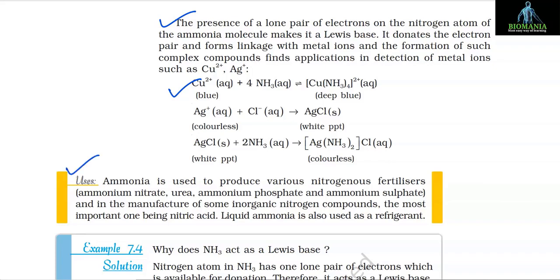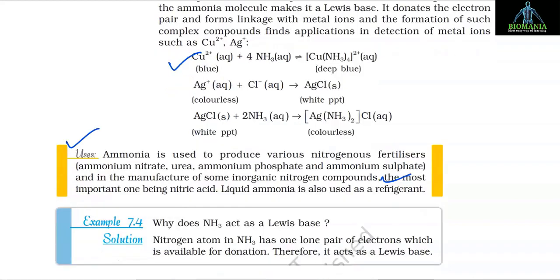Uses. Ammonia is used to produce various nitrogenous fertilizers, that is ammonium nitrate, urea, ammonium phosphate and ammonium sulfate, and in the manufacture of some inorganic nitrogen compounds, the most important one being nitric acid. Liquid ammonia is also used as a refrigerant.